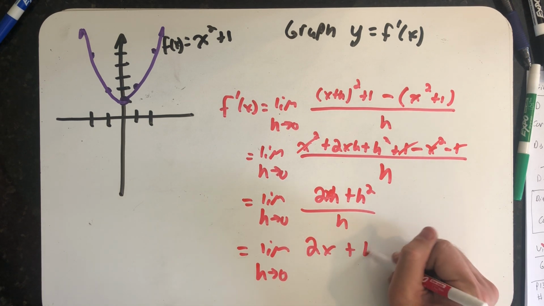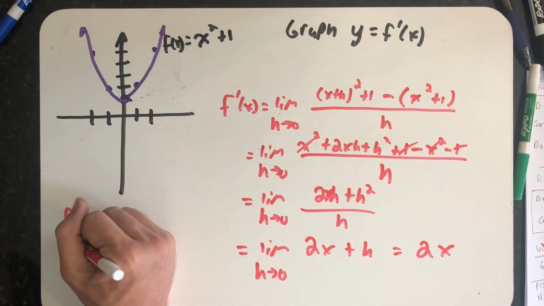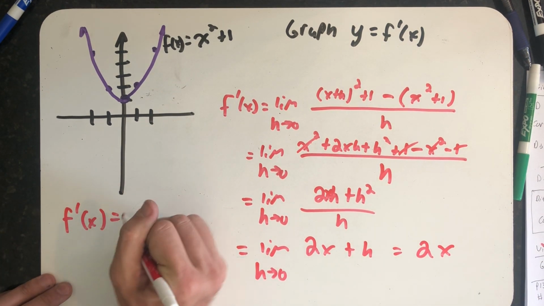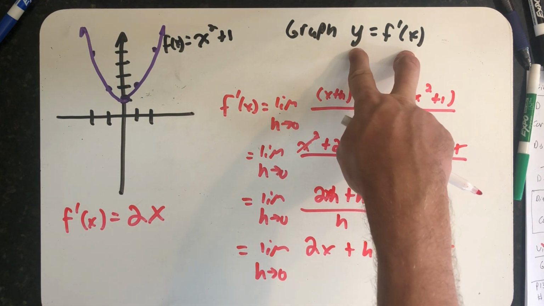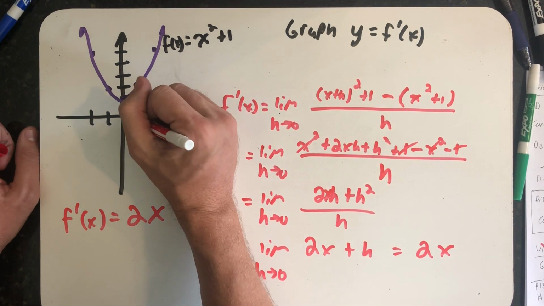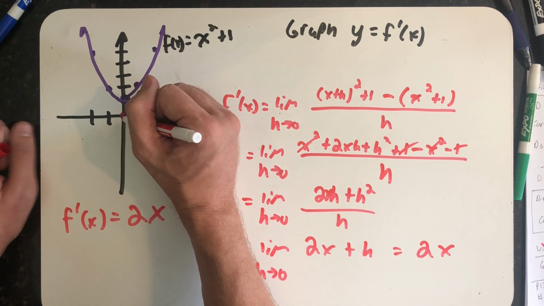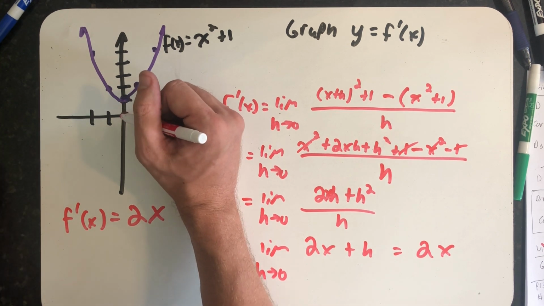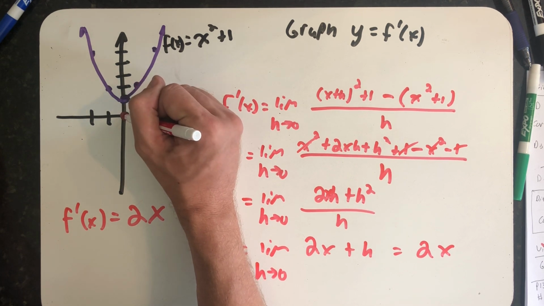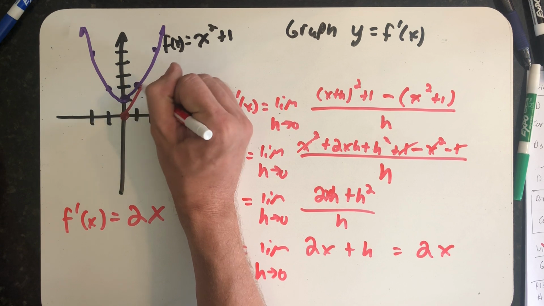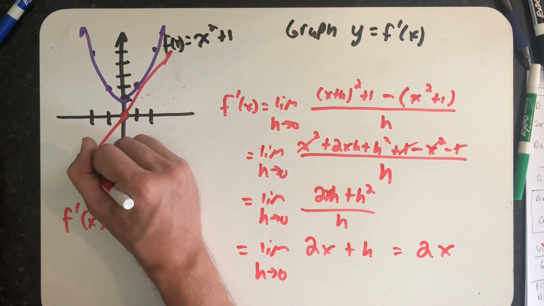2x plus h, as h tends to 0, is just 2x. f prime of x is equal to 2x. So this is really a command to graph the line y equals 2 times x. So my y-intercept is the origin in this nice happy linear function, and then up 2 and over 1. Here is y equals f prime of x.